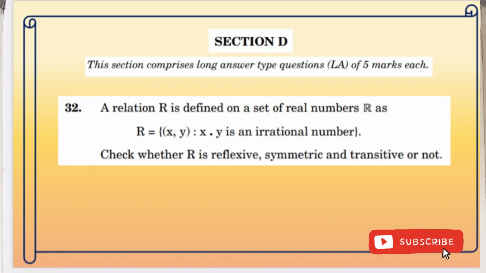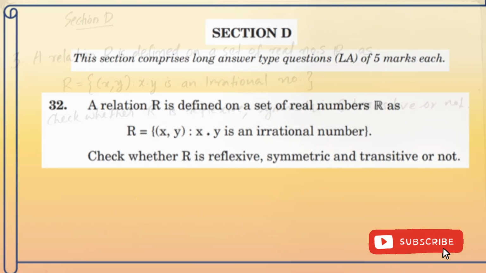Okay, next question is from section D, that is a 5 mark question. But this is very easy. If you study this chapter or this unit, you can be assured of 5 marks. Okay, so just don't skip any chapters. Okay, we can go to the question.